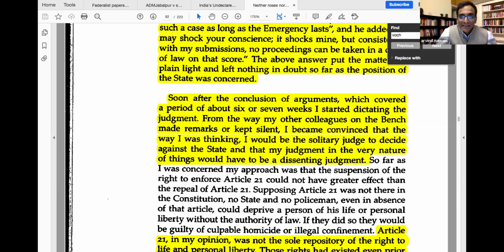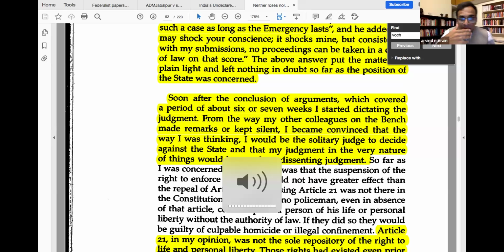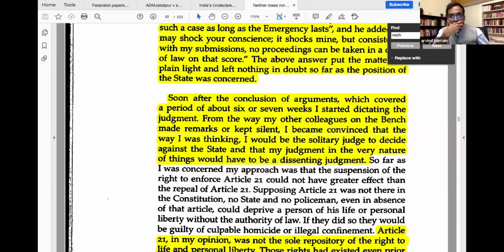Soon after the conclusion of arguments, which covered a period of about 6 or 7 weeks, I started dictating the judgment. From the way my other colleagues on the bench made remarks or kept silent, I became convinced that the way I was thinking, I would be the solitary judge to decide against the state, and that my judgment in the very nature of things would have to be a dissenting judgment.